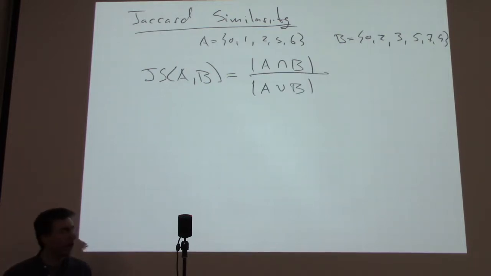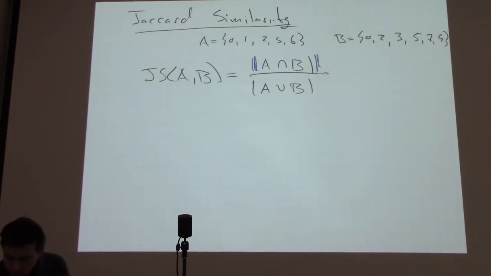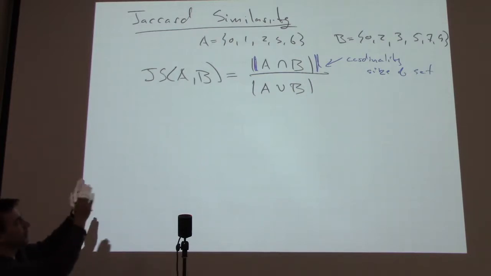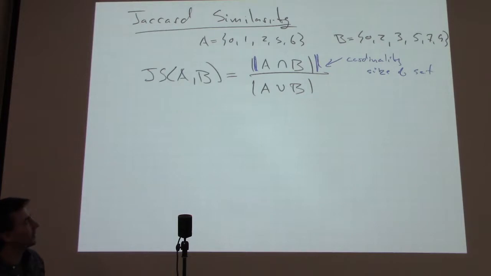Okay, so when I write these vertical bars, they mean the cardinality, or the size of the set. Those should be single vertical bars; I redrew them in blue to highlight them. That's the size of the set. And hopefully you know what the intersection is, just as we go through this example.